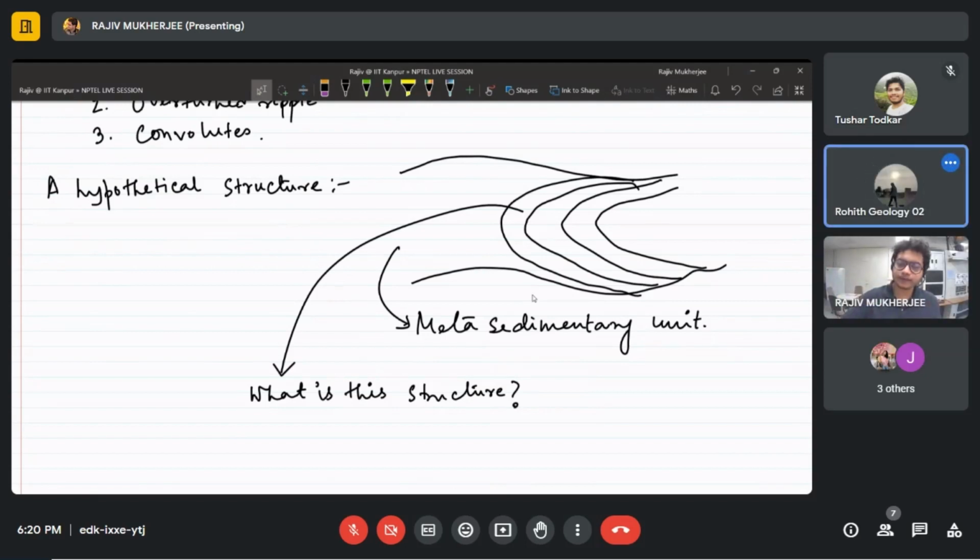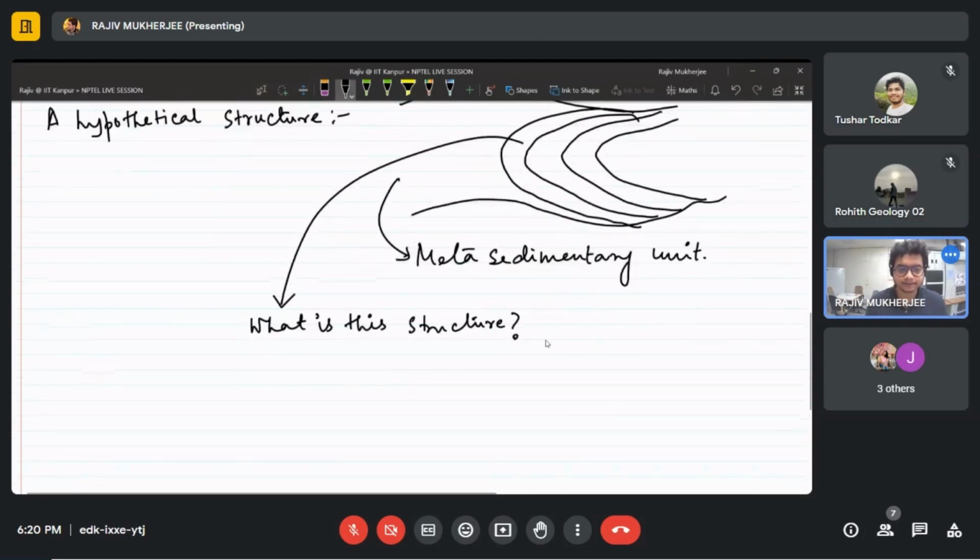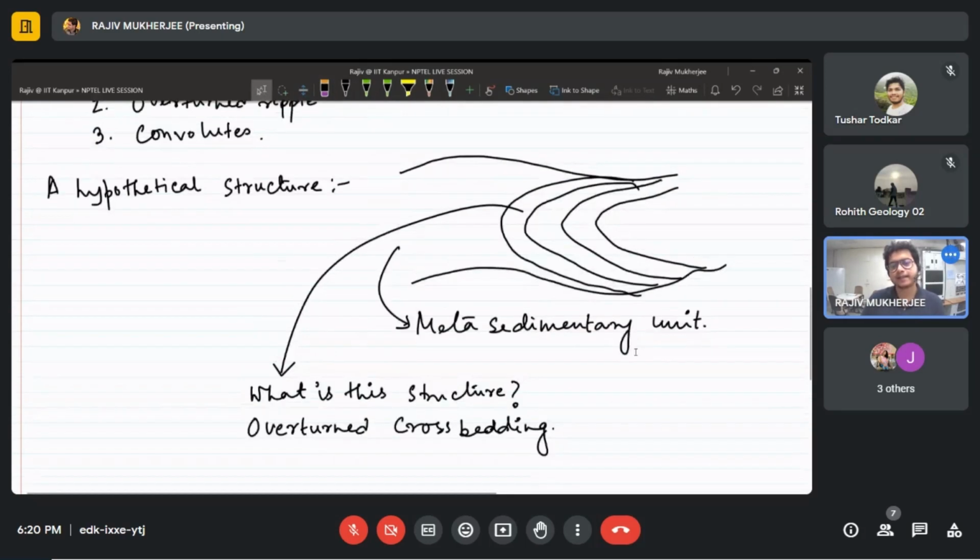Overturned cross-bedding. Okay, so the answer that we have got is overturned cross-bedding. And it is quite correct because in the video we precisely have seen these kind of structures, right, in the field. Now the question is, if I argue that no, this is not an overturned cross-bedding and this is a fold, then how would you differentiate between the fold and an overturned cross-bedding?